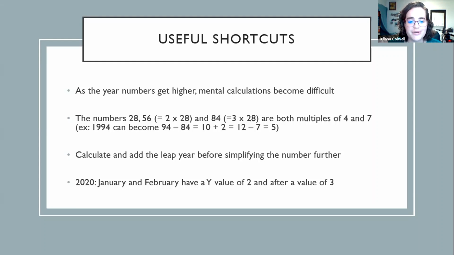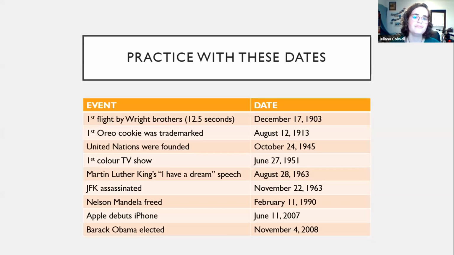What I will tell you is that for January and February, the year value for 2020 is a 2 because it is a leap year. And the year value for 2020 after February, so starting March 1st, is a 3. So that's something that's helpful if you want to find out what day of the week it is this year.